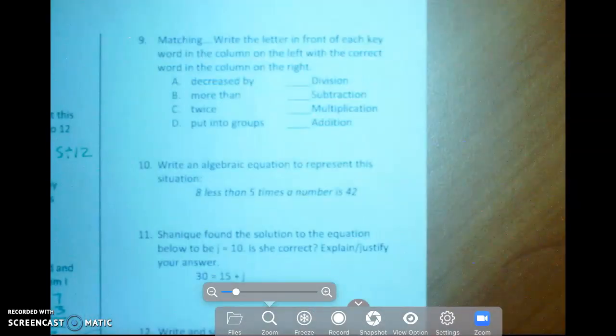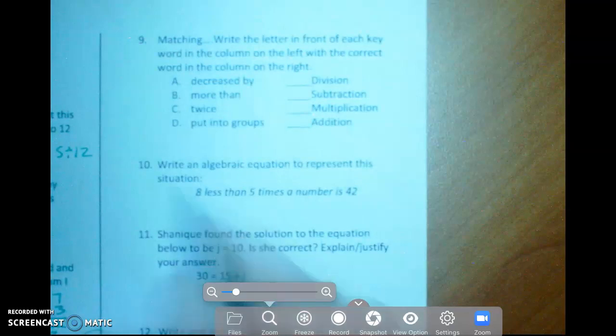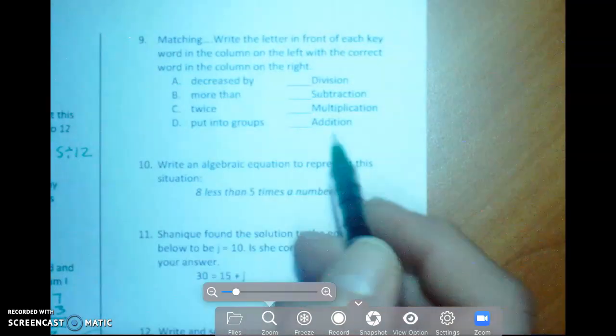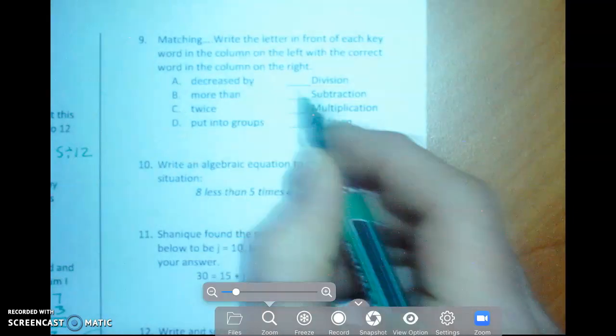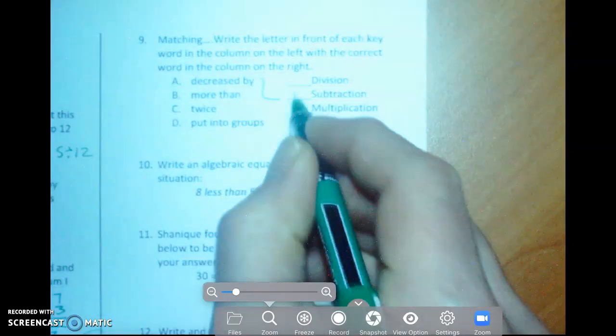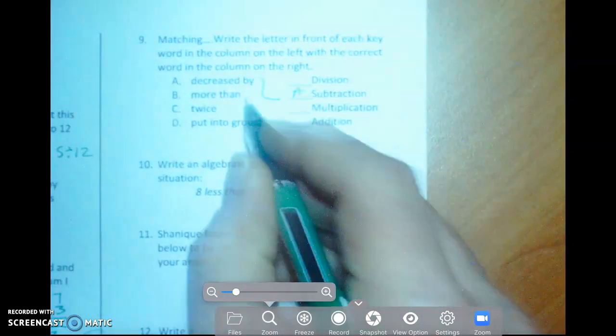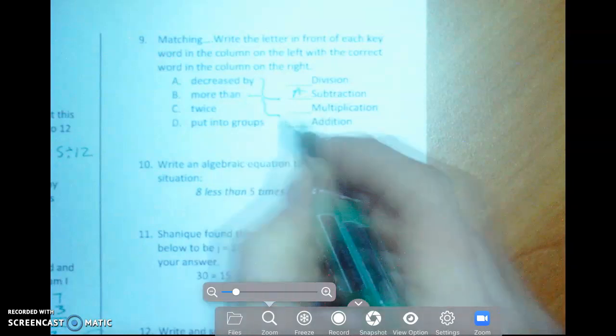All right, and we've got another matching one here. Match the words on the left with the words on the right. So decreased by, that's going to be subtraction. So the A there. More than, that's going to be addition.